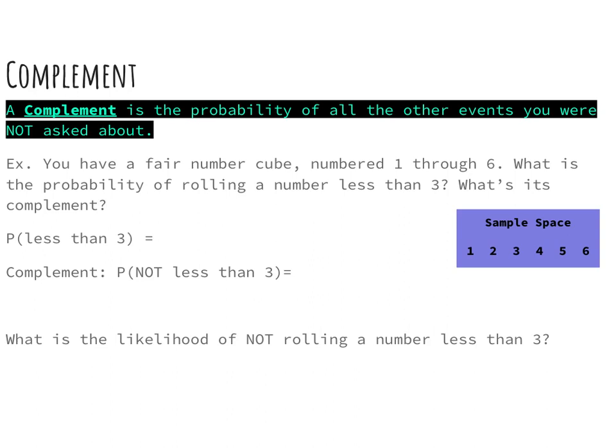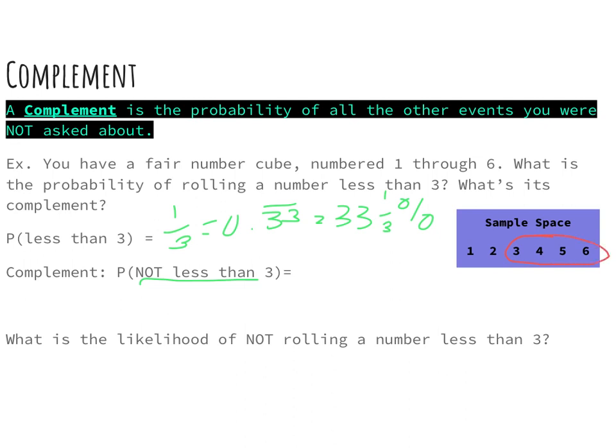Now we're going to look at the complement of a simple event. The complement is the probability of all of the other events you were not asked about. So when we calculated the probability of our number cube rolling a number less than 3, we got 1/3, or 0.33, or 33 1/3%. So now its complement is everything that's not less than 3. So we're looking at 3, 4, 5, and 6.